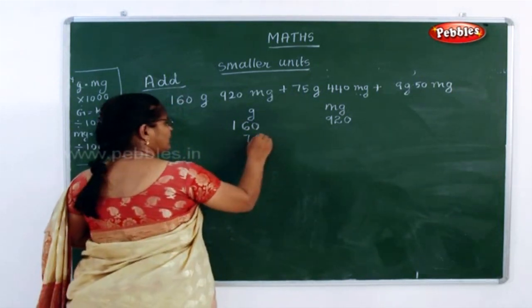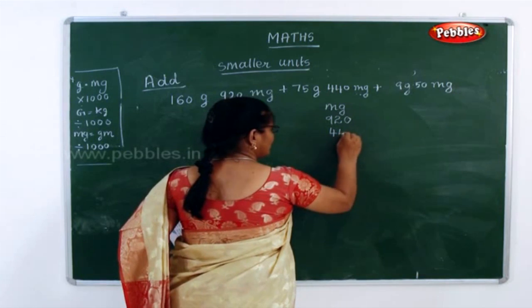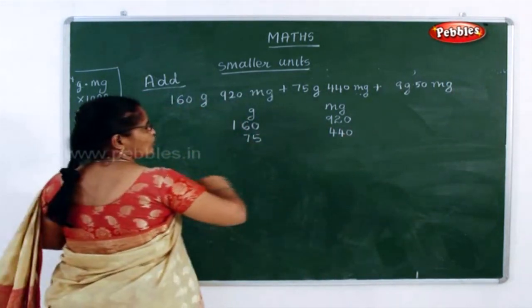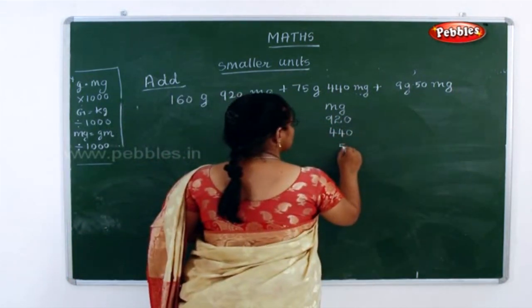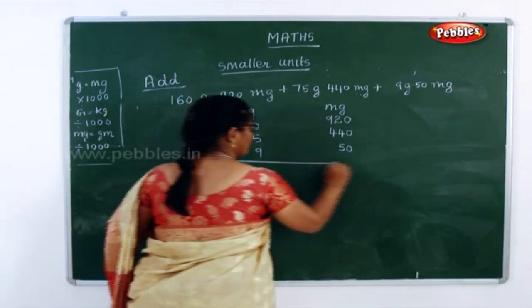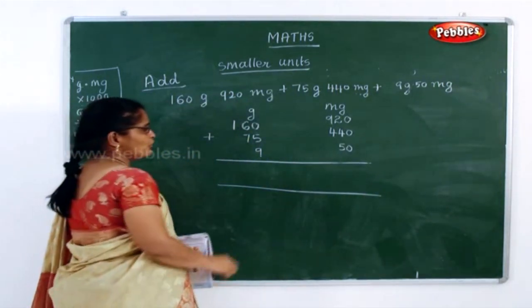Okay, what is the next one they have given? It is 75 gram. Now how many milligrams they have given? 440. Now what is the next one they have given? It is 9 gram and 50 mg. Now what you have to do now? You have to add. Now how will you add?